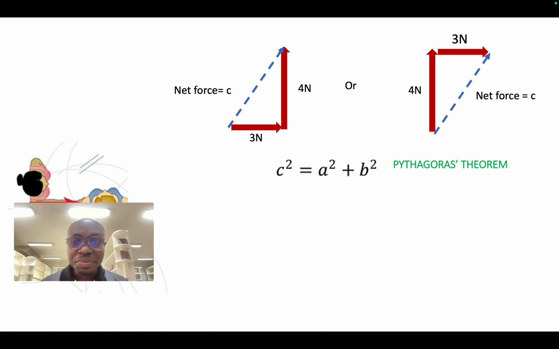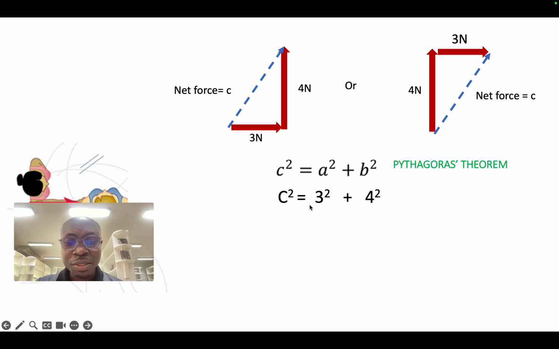Now, how do we find the net force? Because we have a right angle triangle, okay? 90 degrees, we can use Pythagoras, okay? So Pythagoras is what? C squared is equal to A squared plus B squared, right? A is 3, B is 4, or you can change it. A can be 4, B can be 3, okay? And C is the net force. So let's put everything in.